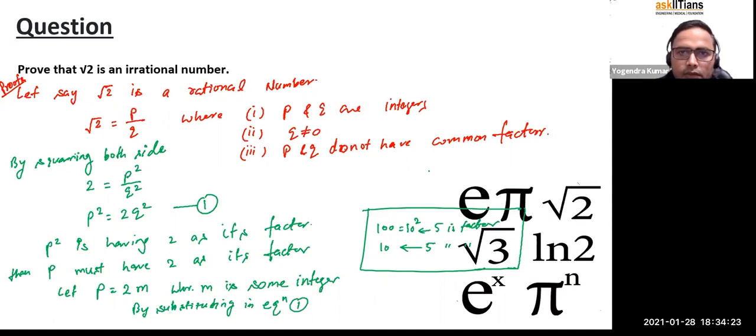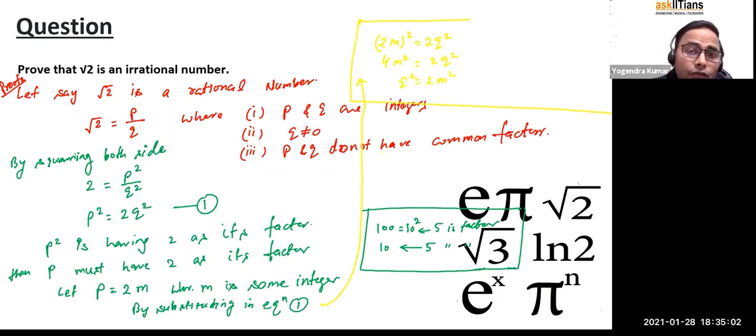Okay, where should I write it further? Can I utilize this place? Right, I think right after that, we have the conclusion here. So by substituting here, what we can write down here: 2m square is equal to 2q square. So 4m square is equal to 2q square. So can we write down here q square is equal to 2m square?